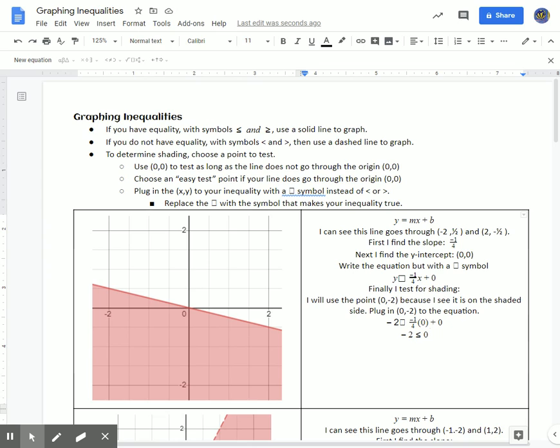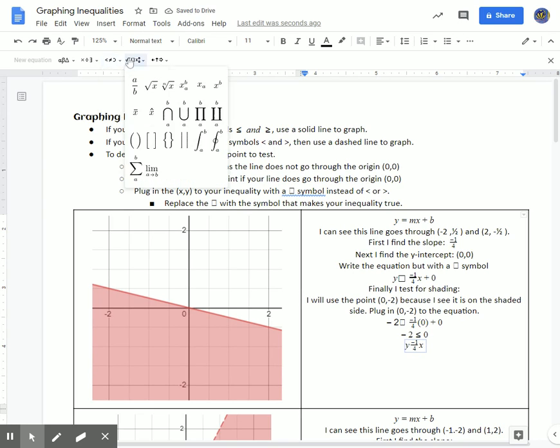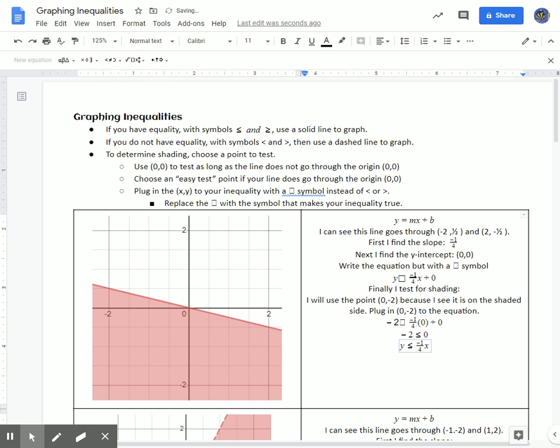And now I'm just going to rewrite my equation, but this time I'm going to put the correct inequality symbol in there. So I'm replacing that. It's going to say y is less than or equal to -1/4 x. And that's my answer.